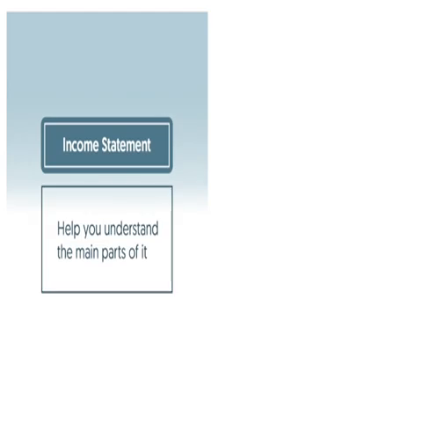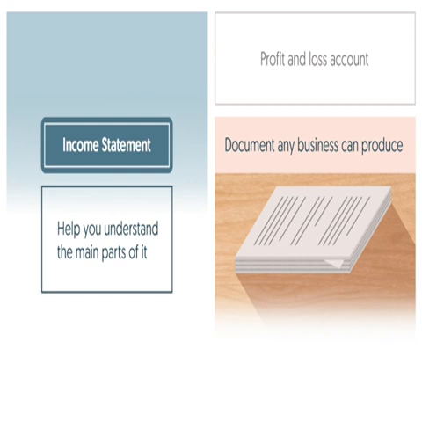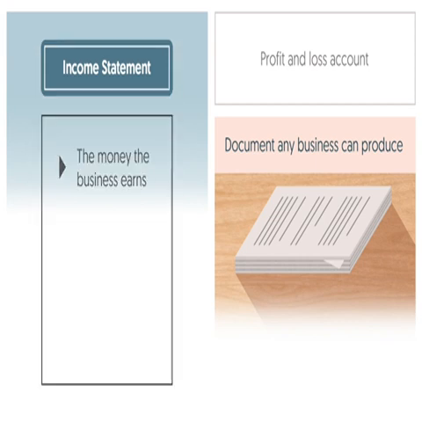In this pod, we're going to look at an income statement to help you understand the main parts of it. Firstly, it's important to note that an income statement is also called a profit and loss account. So, if you see these different names being used, they mean the same thing. An income statement is a document that any business can produce. It shows the money the business earns, the money it spends, and what's left over.